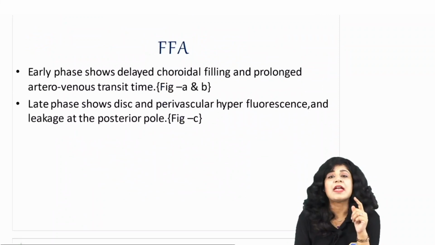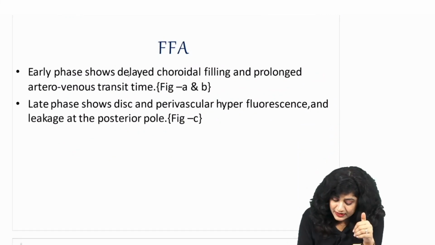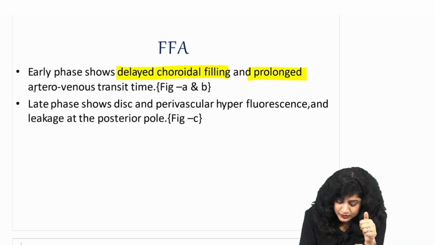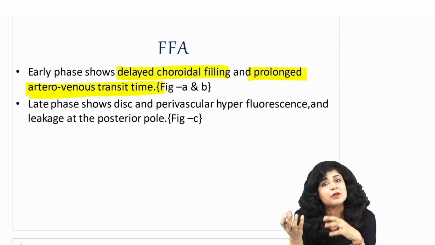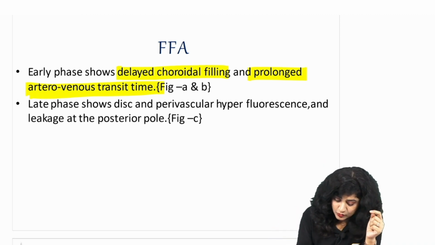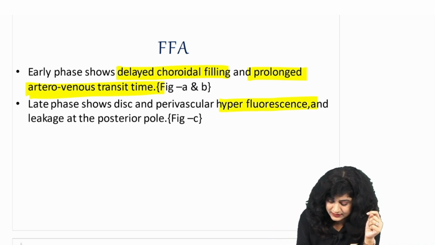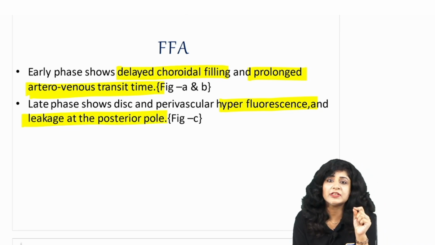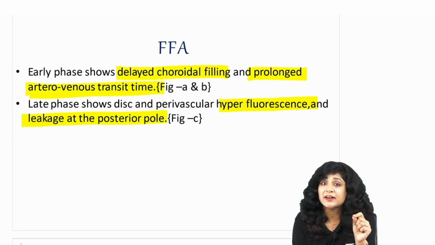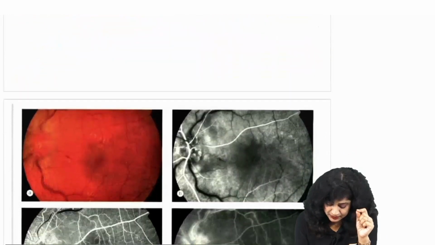Then coming to the FFA. Now early phase will show you delayed choroidal filling and also the prolonged transit time, because we have ischemia, so obviously there will be delay in the filling, and then you can also see the hyperfluorescence and leakage because of the lot of neovascularization. So all these things you already know because we have CRO and we have asymmetrical diabetic retinopathy.